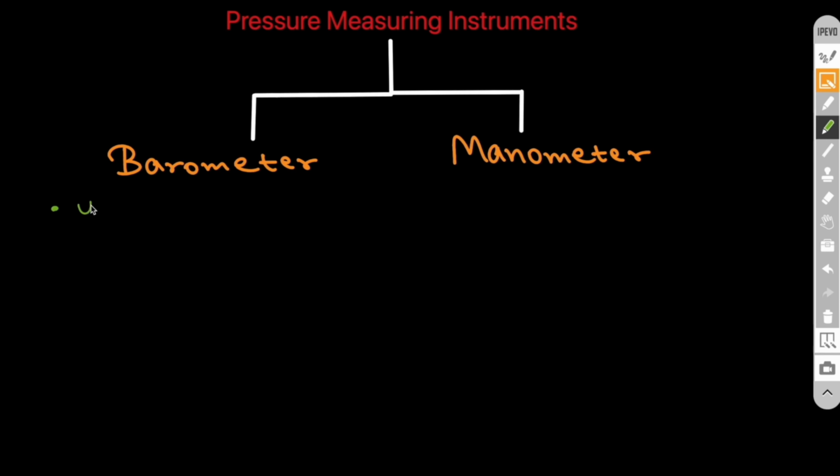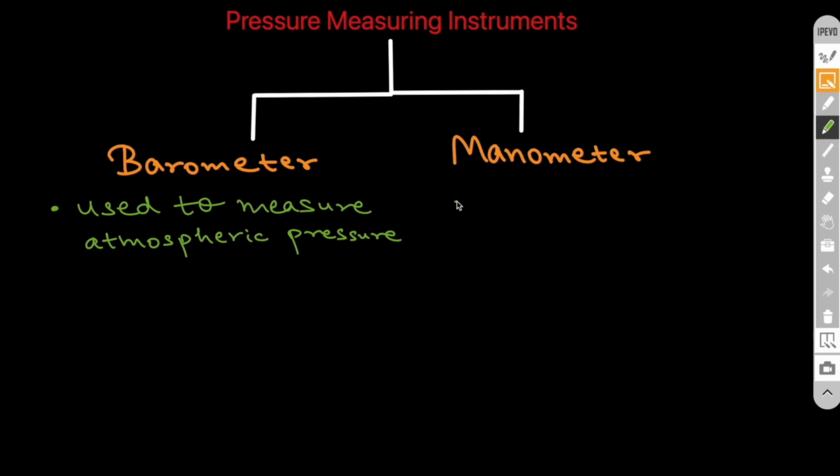So what's the purpose of barometer? It's used to measure atmospheric pressure, whereas the purpose of manometer is to measure the pressure exerted by gases. So it's basically used to measure gaseous pressure. So barometer is used to measure atmospheric pressure, whereas manometer is used to measure gaseous pressure.